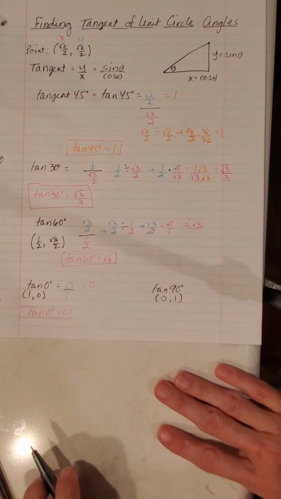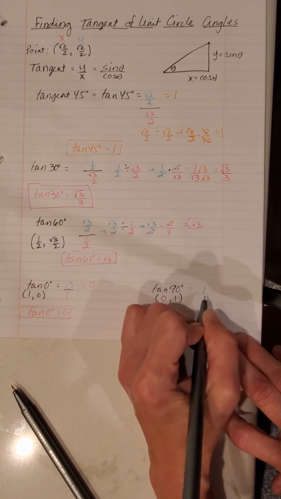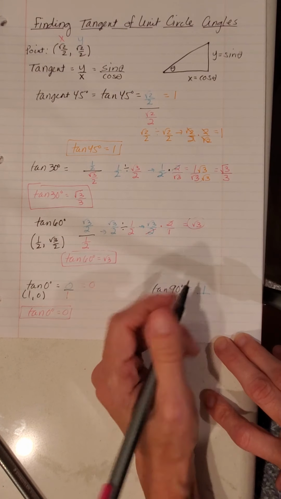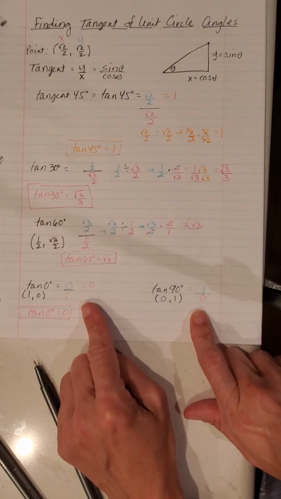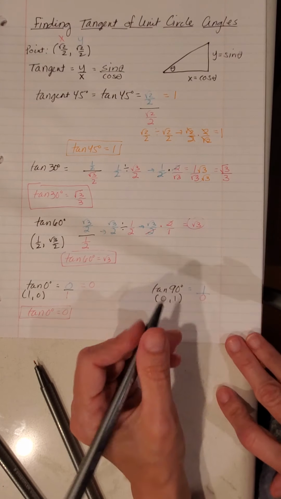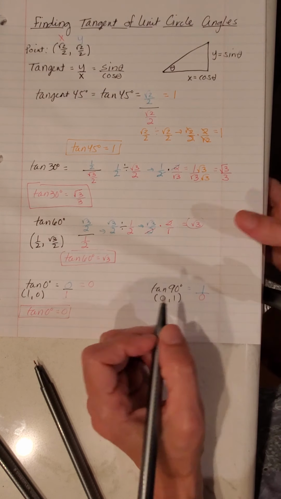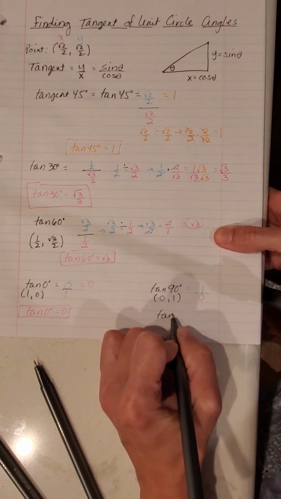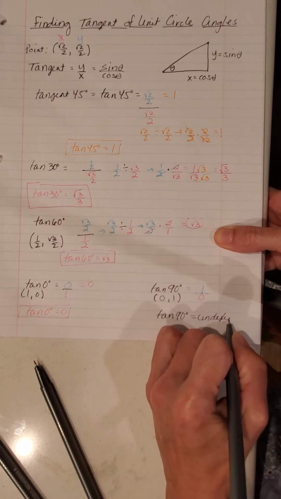Yay! Now with 90, the y is a 1, and the x is a 0. Now, this is different. These two are very different fractions. This fraction equals 0. This fraction does not equal 0 because you can't divide by 0. There's no number that if you multiply it by 0, you're going to get 1. And so what we say is that the tangent of 90 is undefined.